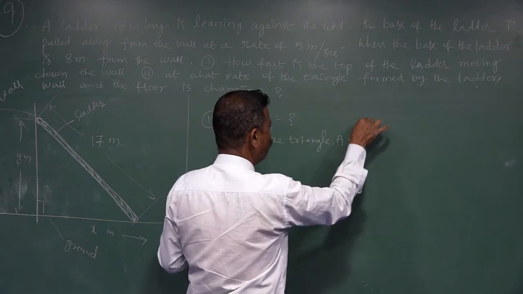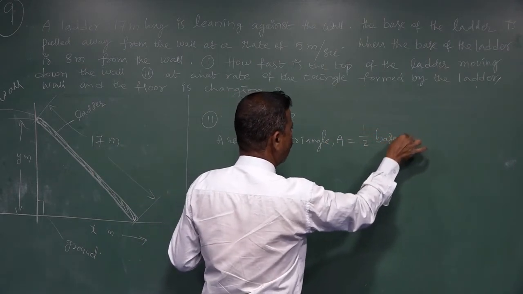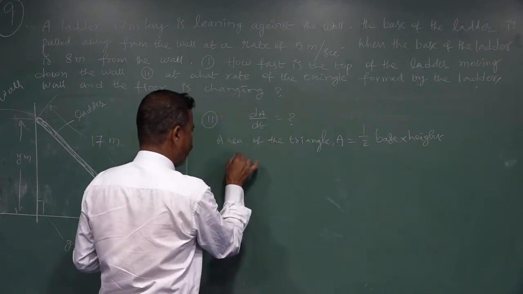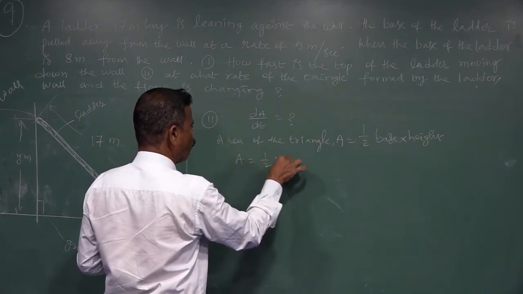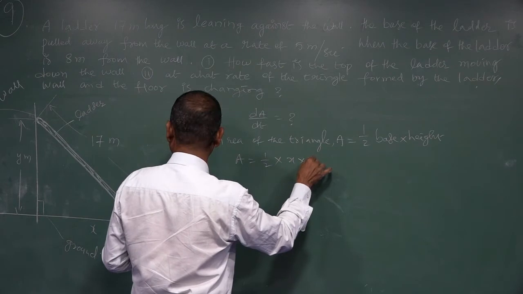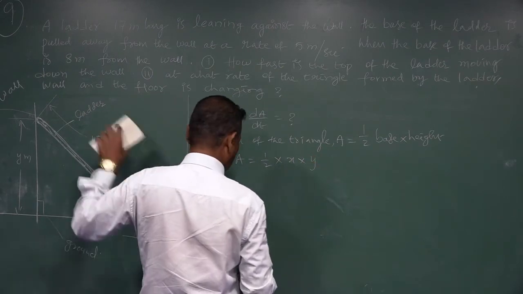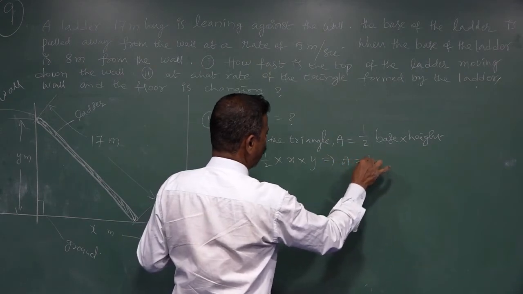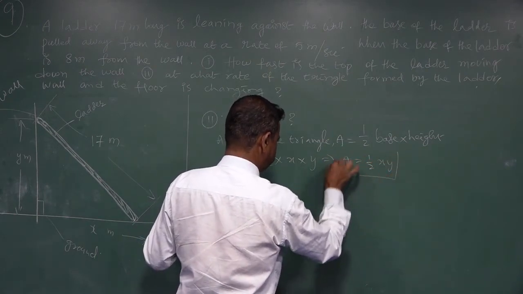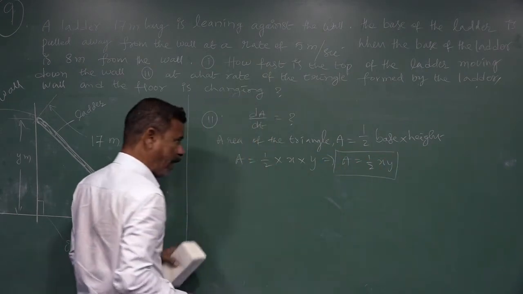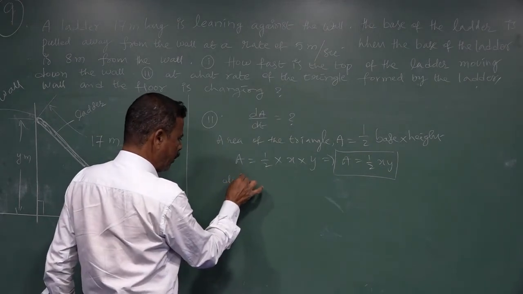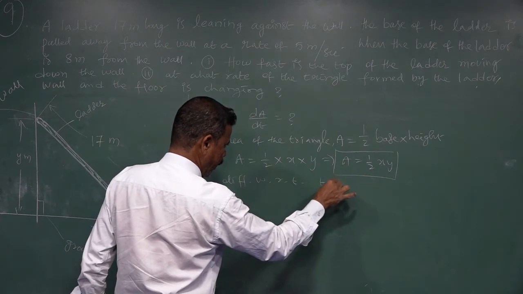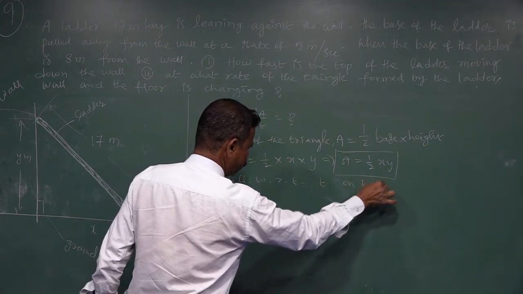A is equal to half into base into height. This is the area of the triangle formula. So here area is equal to half. Base how much? x. Height how much? Here y. So A is equal to half x y. He is asking dA by dt, so differentiating with respect to t on both sides.